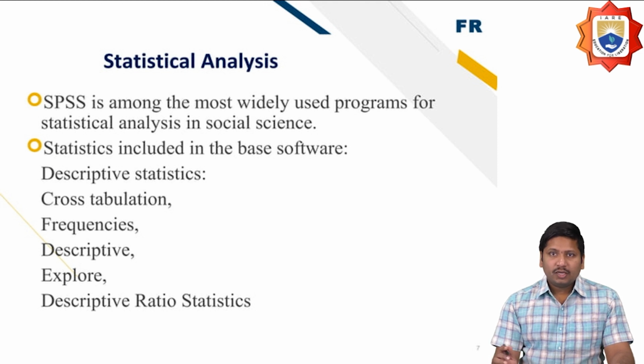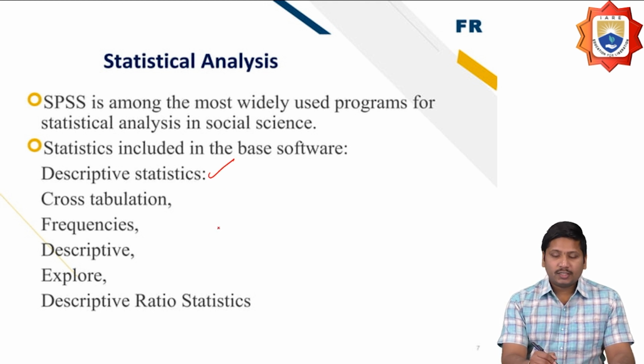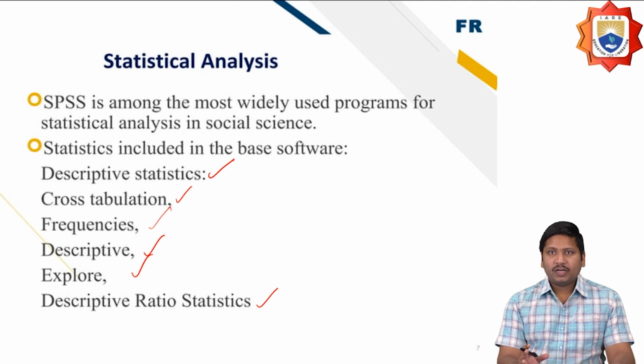Okay, so SPSS is mostly used for statistical analysis in social science, and the base of the software can perform descriptive statistics, and cross tabulation can also be performed, and frequencies can also be done, along with explorer and descriptive ratio statistics. So these are some of the statistics features used in the software.